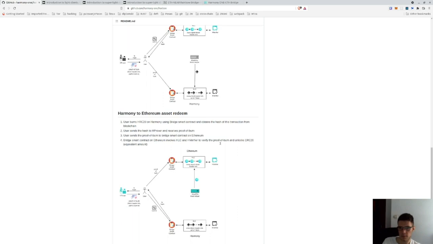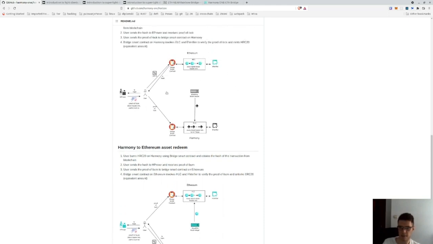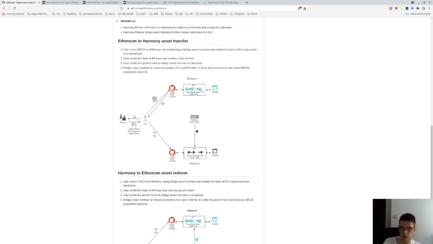In this other flow, it's pretty similar, but there is a bit difference because here we use Fly client, and in the other approach we use SPV client. Why is that? Well, in Harmony blockchain, in each header, that MMR or Merkle Mountain Range is included, and that allows us to use Fly client approach. Also here, we have proof of burn instead of proof of lock, but the procedure is mainly the same. Because on Ethereum blockchain, we can't change the block headers without the fork. We need to stick with SPV clients.